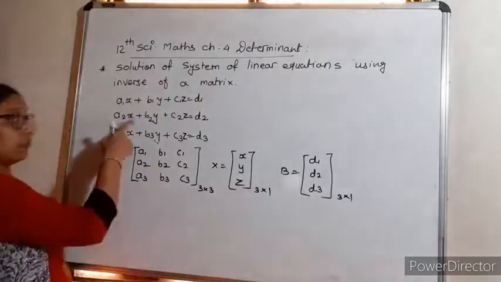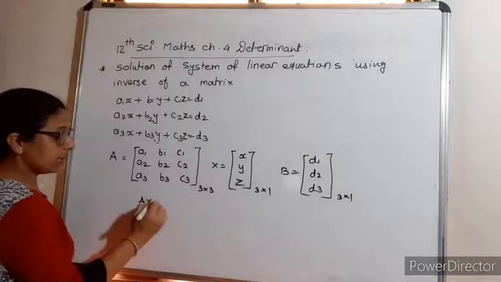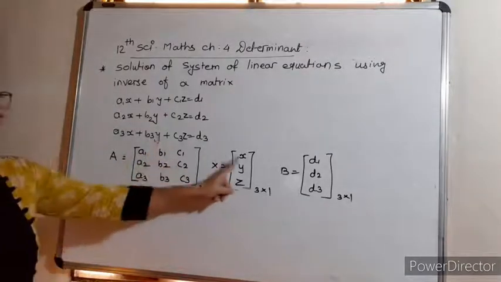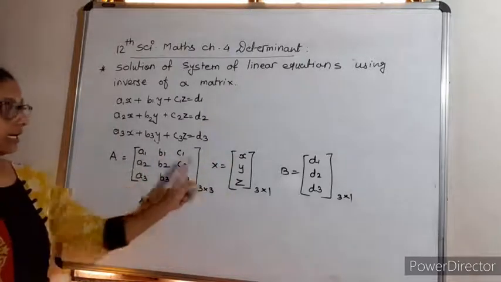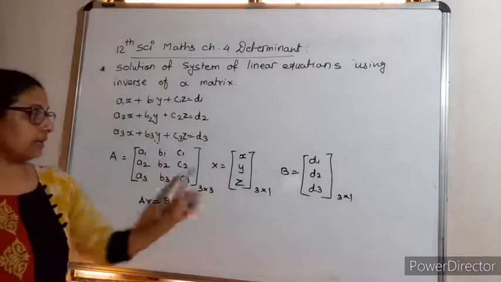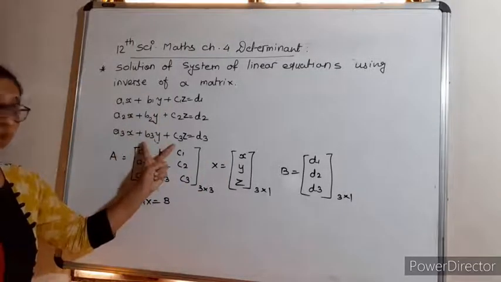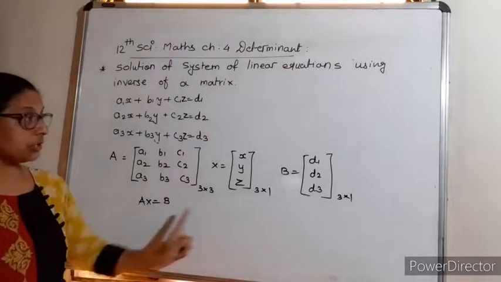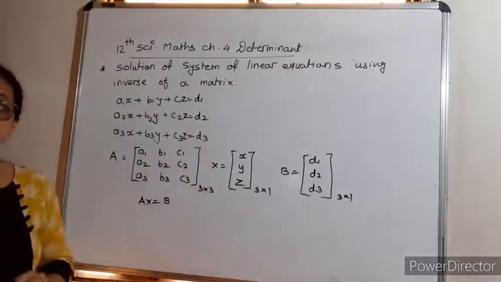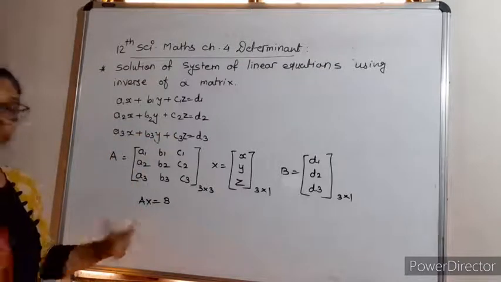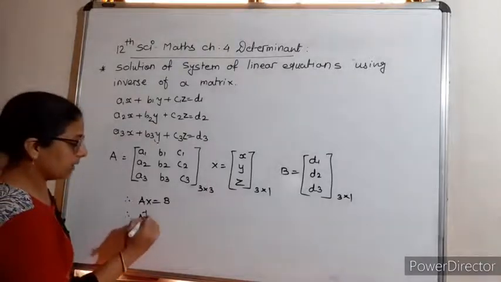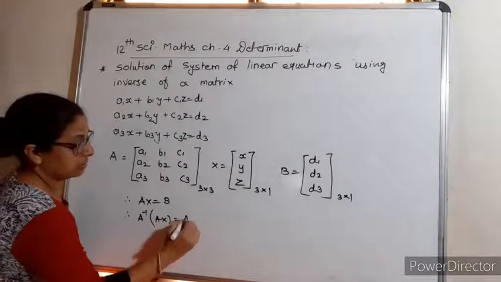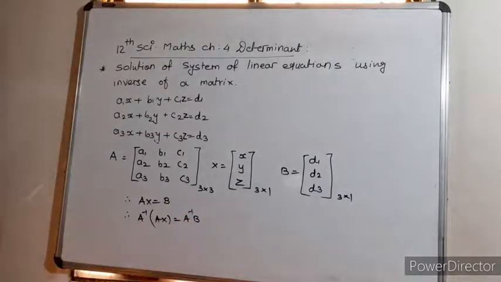Now from this equation we can say that AX is equal to B. If you multiply this, you will get a1x plus b1y plus c1z, a2x plus b2y plus c2z, a3x plus b3y plus c3z. That is our equation, AX is equal to B, where B is d1, d2 and d3. Now on both sides I multiply by A inverse.